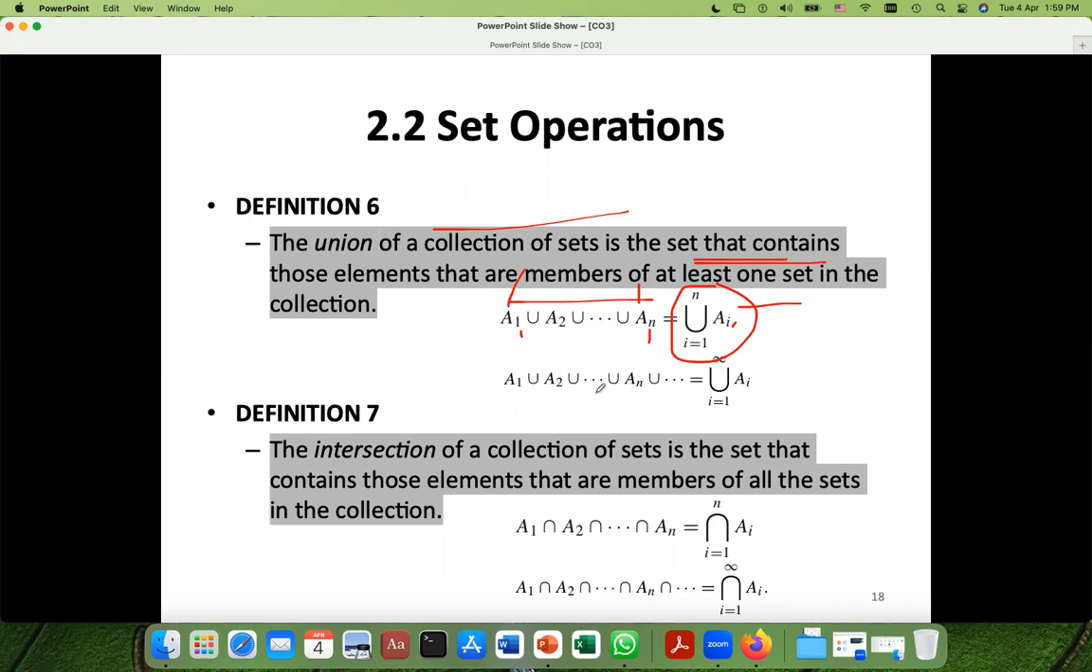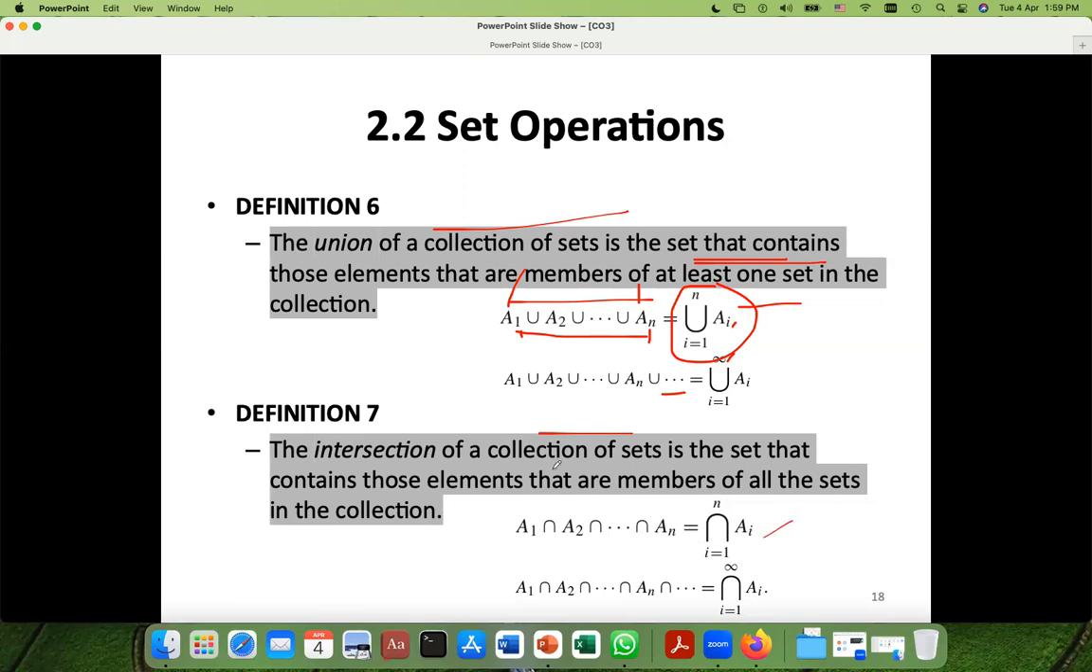Intersection of a collection of sets. This is for finite sets, and this is for infinite sets, with i equal to 1 to infinity. And now the intersection of a collection of sets. Again, you can represent the intersection with this symbol, i equal to 1 to n, A_i.